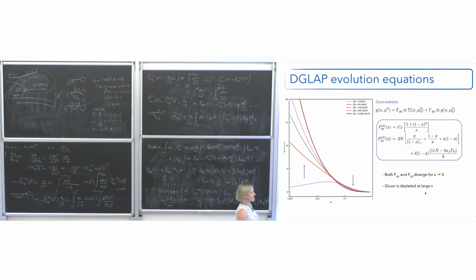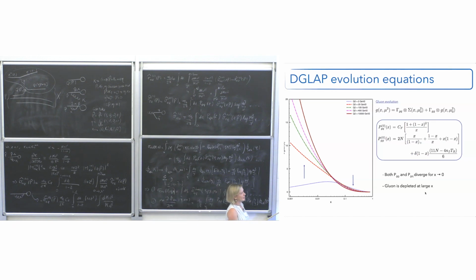So what happens? You see that basically at large x, it stays more or less there. So it's slightly depleted, okay? And at small x, it explodes, right? So as you go to smaller and smaller x and larger scale, the proton is mostly made by gluons, okay? And how do we see it?